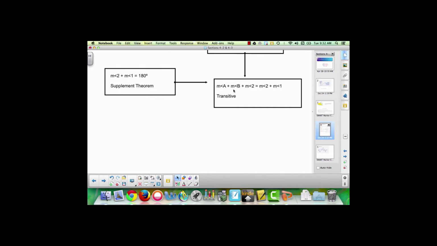Alright, finally, from this statement, we have the measure of angle 2 on both sides of the equation. So we can subtract that because of the subtraction property of equality. It tells us that if we have the same thing on both sides of the equation, we can subtract that.